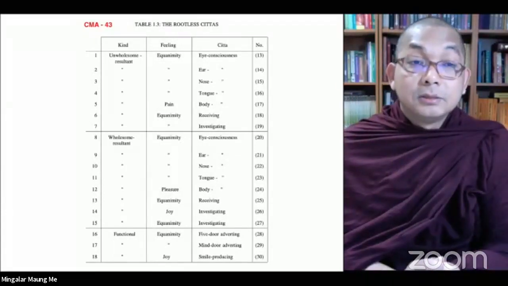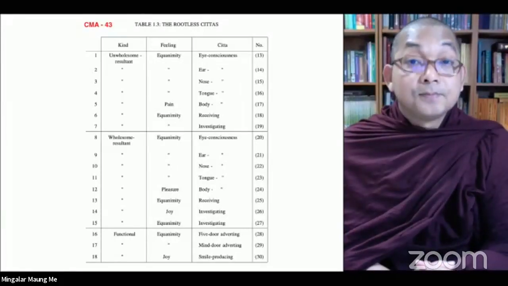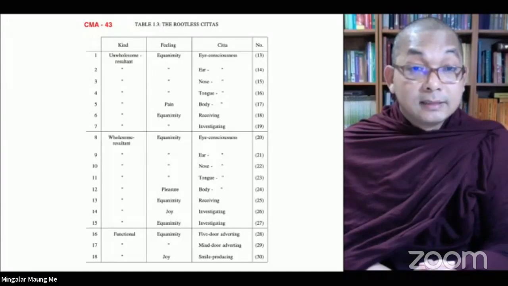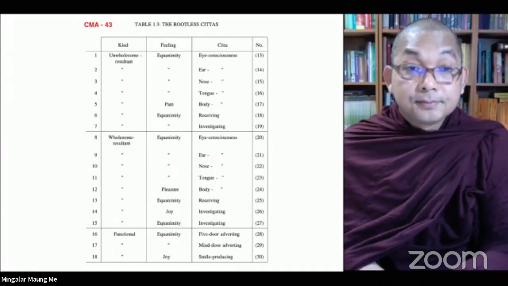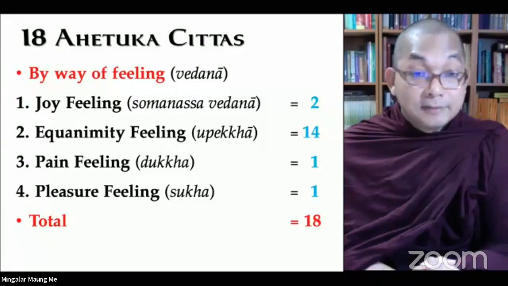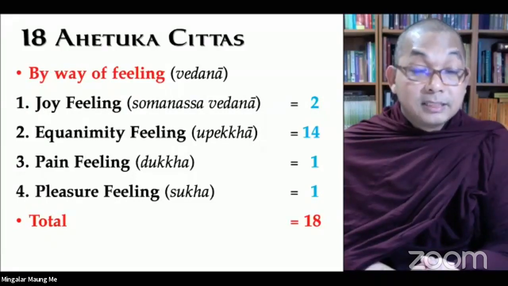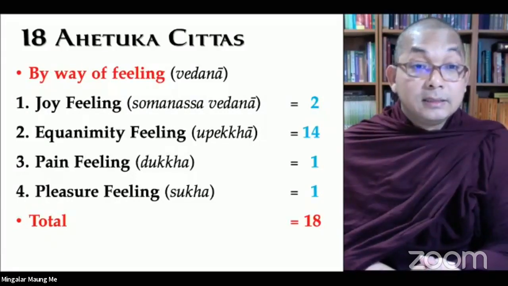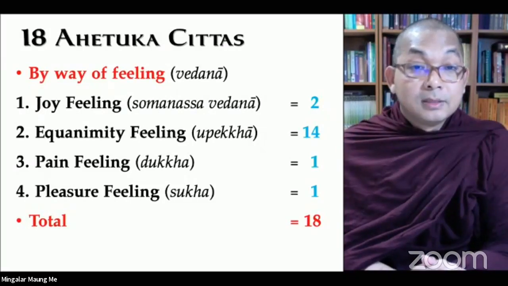I think if you read page number 43, this chart, then you will be able to digest the different types of Ahetuka Cheta. By way of feeling, we have two types of joy feeling, Somanasa Vedana, we have 14 equanimity feeling. We have one pain feeling. We have one pleasure feeling. Altogether 80.